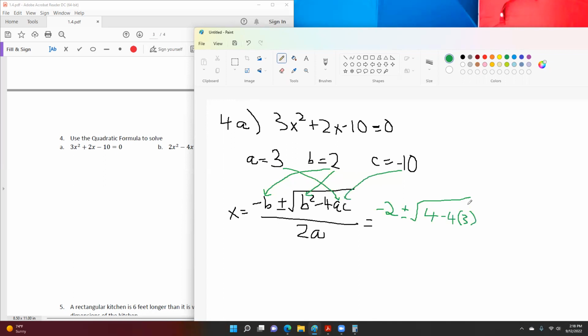C, now your C in this case is -10. And they're all inside the square root. All over by 6 because our A is 3. So 2 times 3 will give us 6. So take out your calculator and I want you to figure out what this number is. 4 minus 4 times 3 times -10.